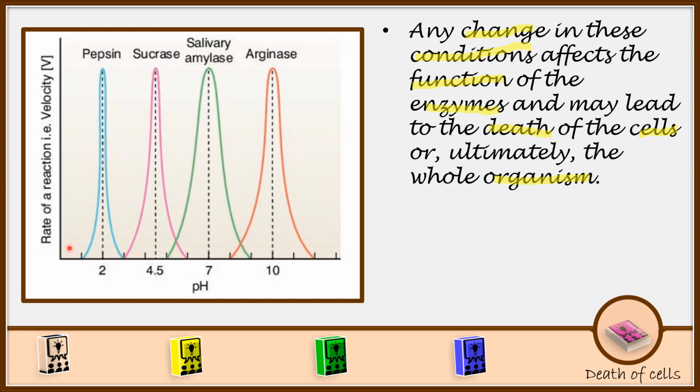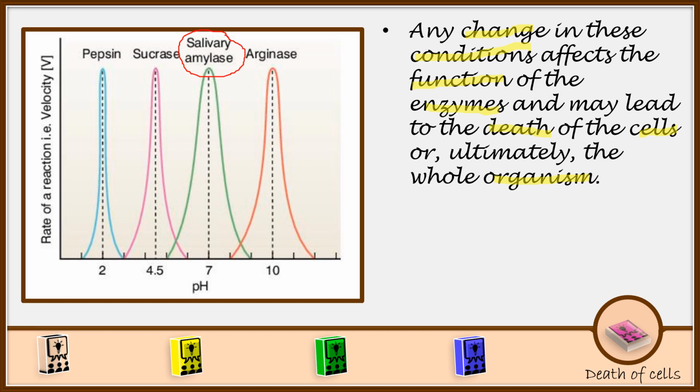We are having the rate of reaction, for example, the velocity. This is the rate of reaction, and this one is the pH. So here we have our different enzymes: pepsin, sucrase, salivary amylase, arginase. Now, these conditions are specific for a particular enzyme. For example, let us look at enzyme salivary amylase.